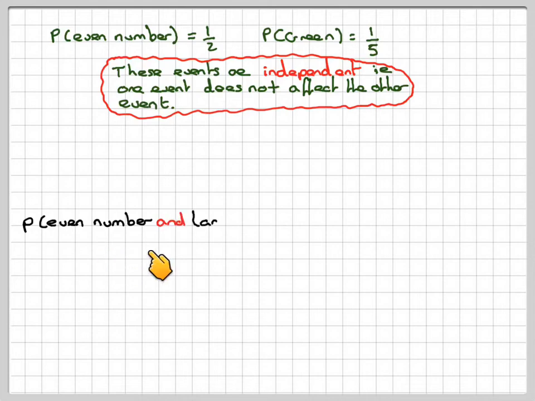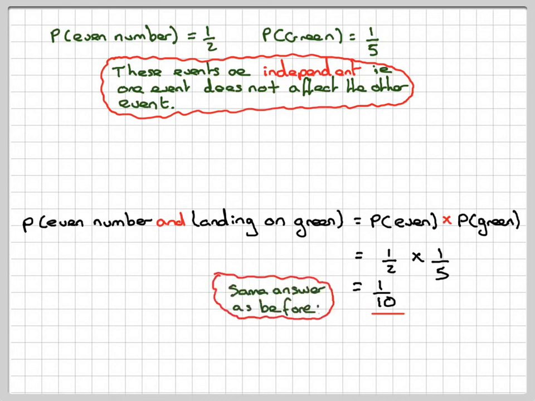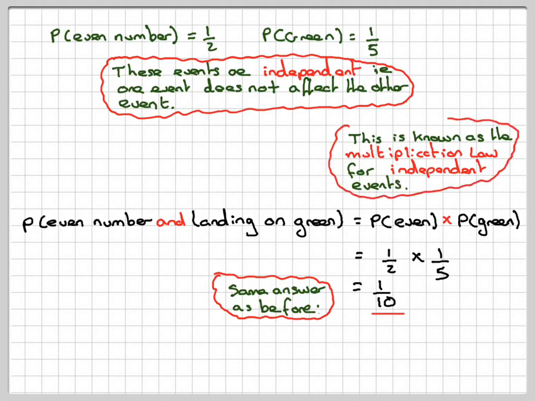So the probability of an even number and landing on a green can be found by doing probability of even times the probability of green, which gives me 1/2 times 1/5, which gives me the same answer as I got the first time round. And so this is the same answer as before. This is known as the multiplication law for independent events. So if 2 events are independent in the same experiment, if one event does not affect the other, then you can find the probability by multiplying the 2 probabilities together.